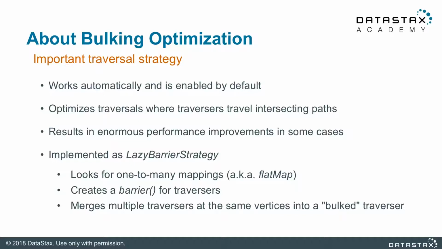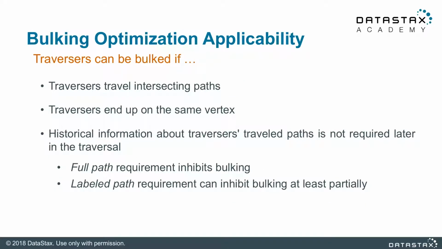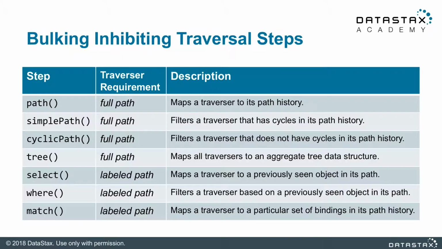Gremlin will identify traversers that can be bulked and do it on the fly. Gremlin will bulk traversers if they meet at an intersecting path and the path history is not used later in the traversal. So if you remember from a previous section, we discussed that path history can be quite expensive, and this is partly why. It prevents bulking. Here's the list of steps that should be avoided in order to realize the performance boost that bulking provides. And you'll notice that each of these steps requires some path history in order to operate.